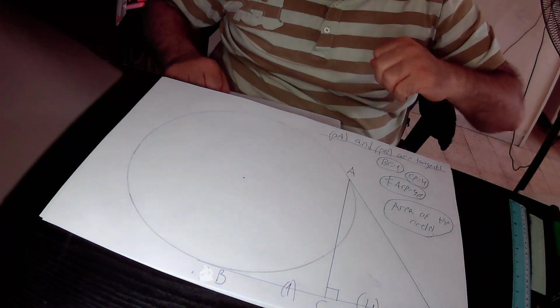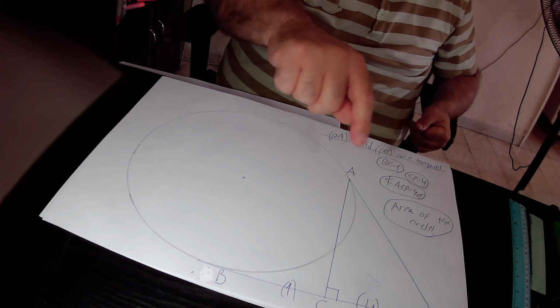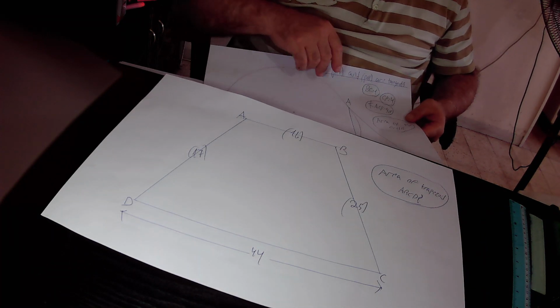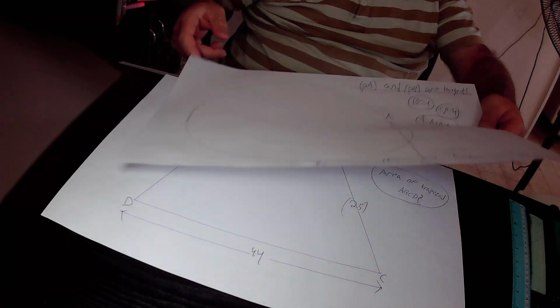Hello, in this lecture we'll answer two questions. In the first question, we find out the area of this circle. In the second question, we find out the area of this trapezoid ABCD. So we'll start with the first question.